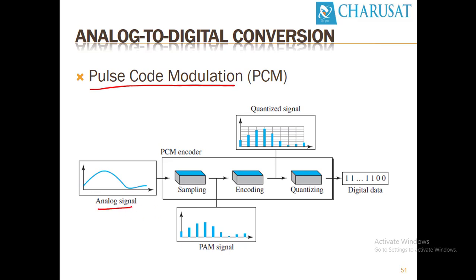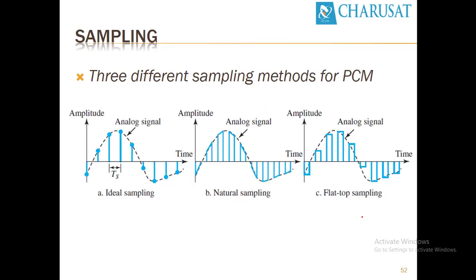The analog signal is given to the PCM encoder. The PCM encoder has 3 steps. The first step is sampling, the second step is encoding, the third step is quantizing, and after quantizing we will get the digital data. So analog signals will be converted into digital data. Let's see all the steps: sampling, encoding and quantization. But before that, let's see some knowledge related to quantization and sampling theory.